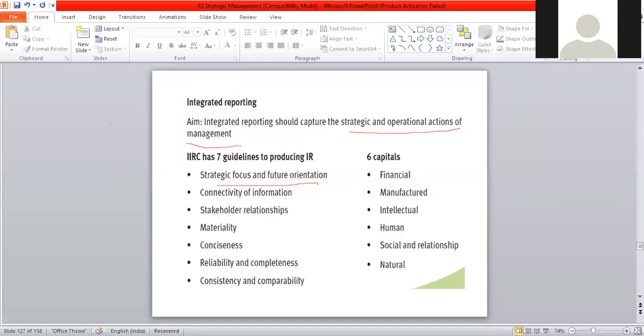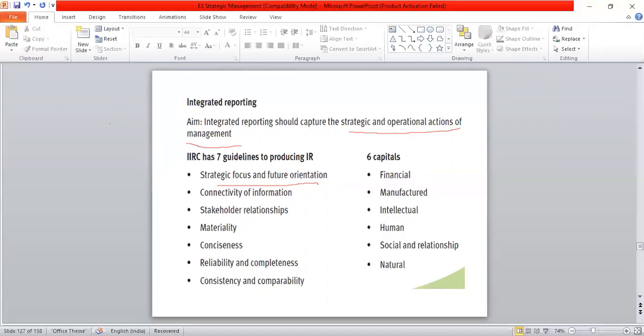And consistency: they should follow consistently the methods which they have adopted for accounting aspects. For example, in depreciation we have various methods, in inventory valuation various methods. So any method which is adopted should be consistently followed period after period, so that it gives a chance for comparison, for the purpose of comparability.